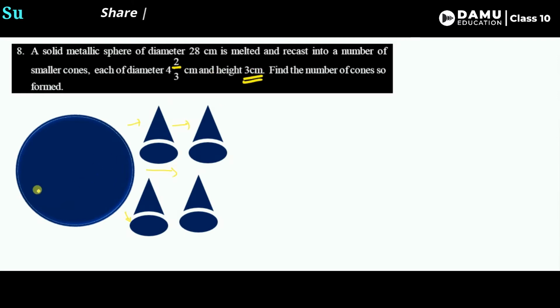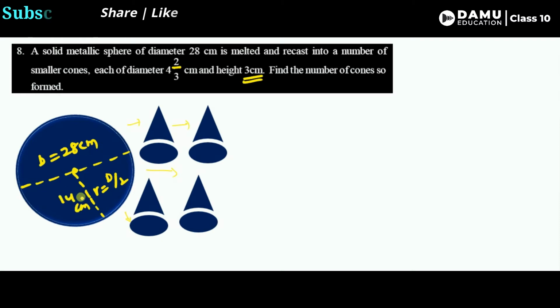So let's take the first one, the sphere diameter. This is the diameter, which is equal to 28 centimeter. Then what is its radius? Radius will be equal to half of the diameter, so that is 28 by 2, which is 14 centimeter. That is the radius.